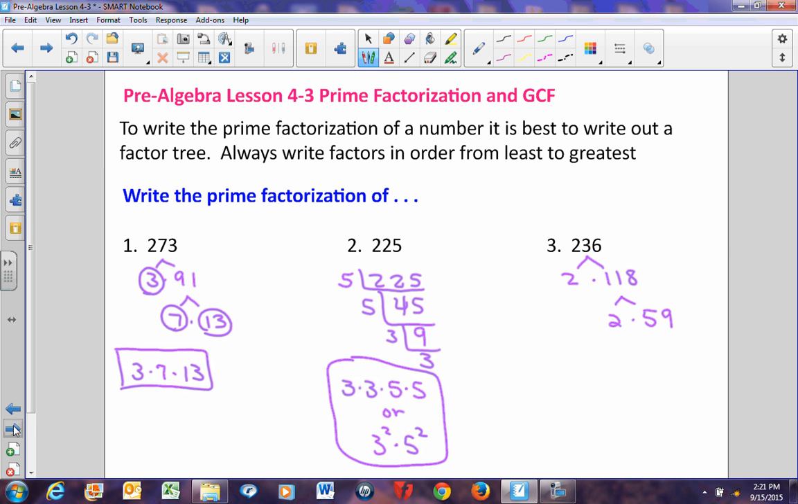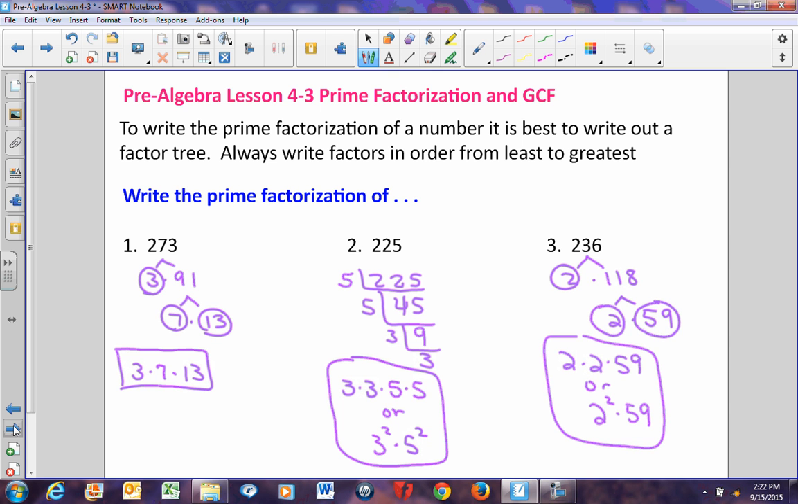I know 59 is prime. So at this point I'm done. This is prime, and this is now prime. So I have 2 times 2 times 59, or 2 squared times 59. Always put them smallest to largest. You can write them with or without exponents, depending upon what the book tells you to do. If it specifically says write your answer using exponents, then you probably should use exponents.